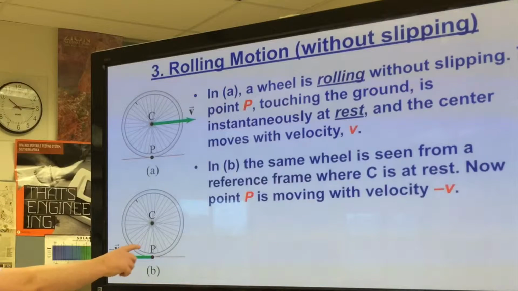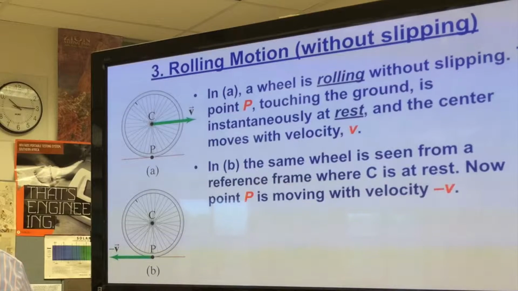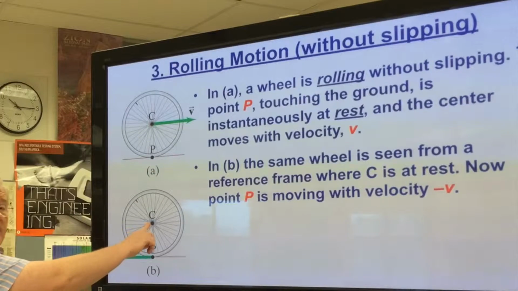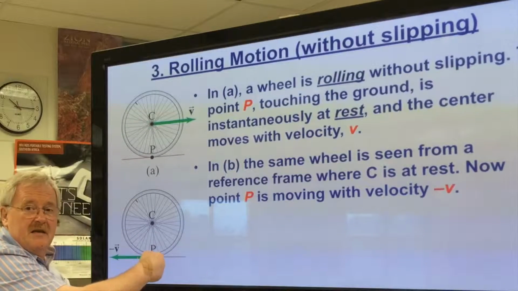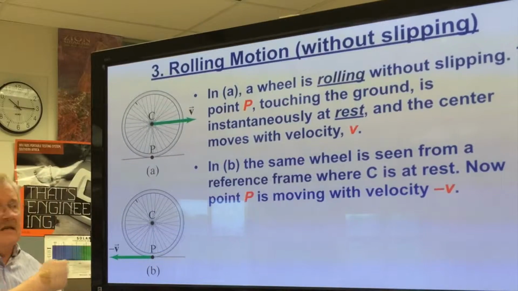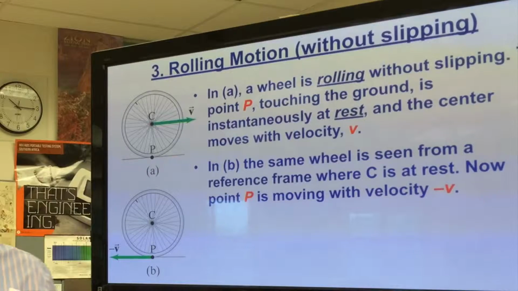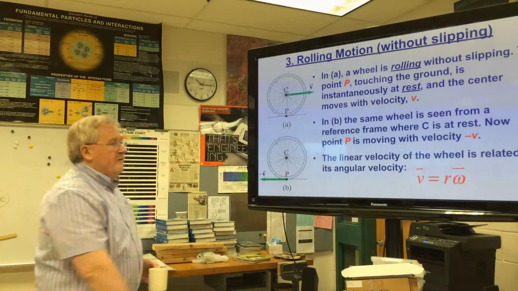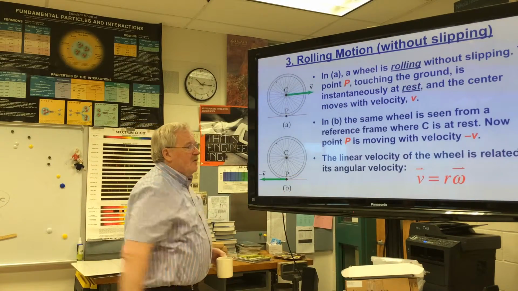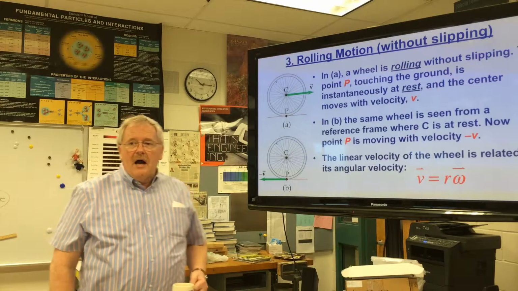In this example, we've changed the frame of reference. We're now looking at it from the frame of reference, if you like, of a bicycle rider. So now, from the point of view of the bicycle rider, C is at rest, and the point P is moving backwards instantaneously at minus v. The linear velocity of the wheel is related to its angular velocity through r omega.